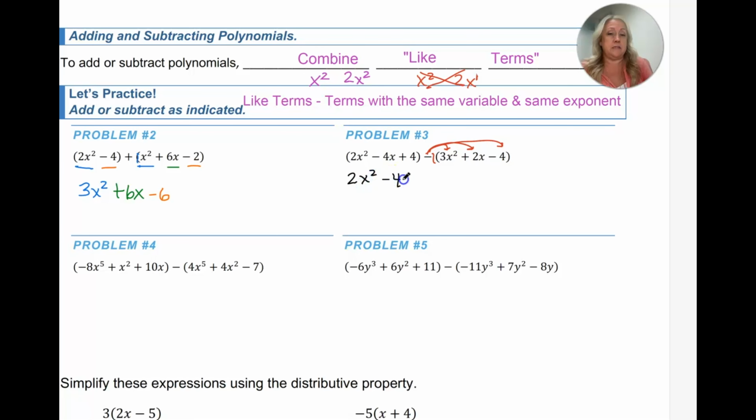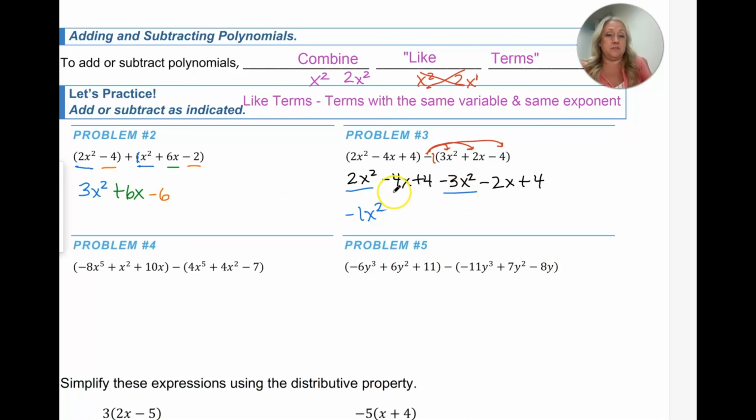Okay, so this is not going to change. Let me write it down on this next line. And now when I distribute this through, I have a negative 3x squared. Negative 1 times 2x is going to give me a negative 2x. And negative 1 times negative 4 is going to give me positive 4. All right, now that we got that distributed through, we can now combine our like terms together. So I've got a 2x squared minus 3x squared, which will give us a negative 1x squared, or if you just write it as negative x squared, that's perfectly fine.